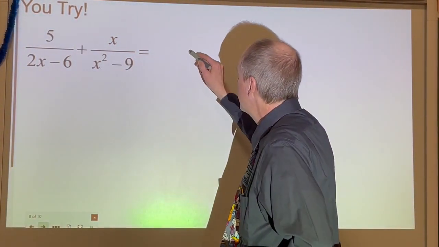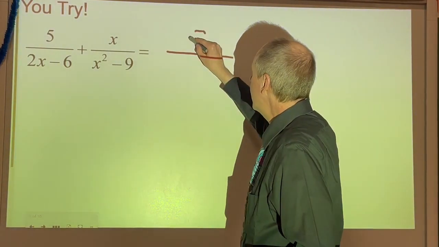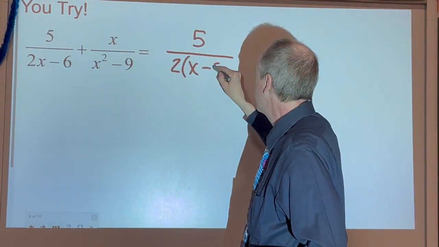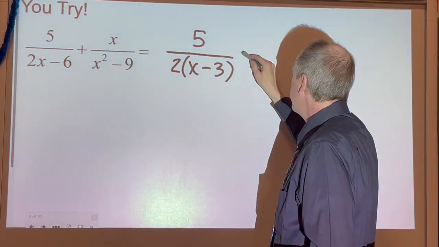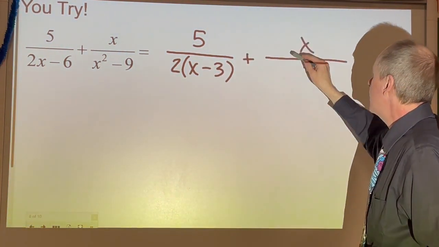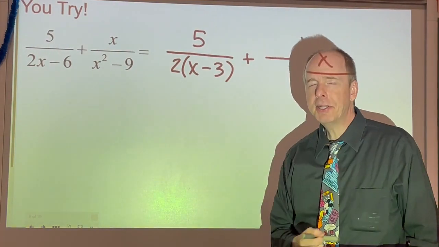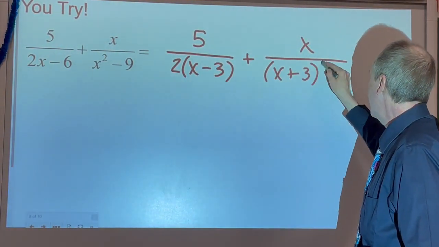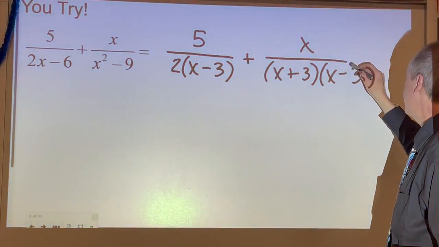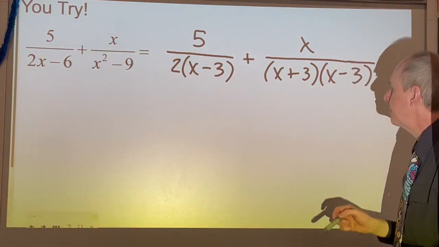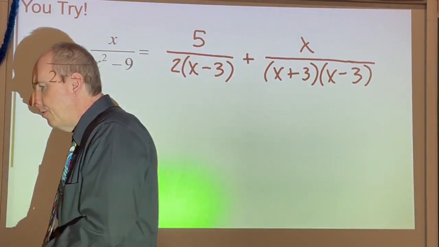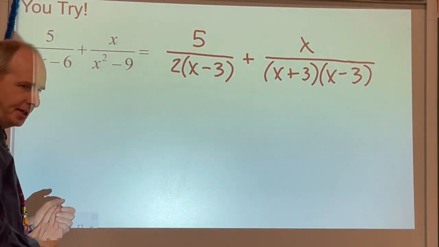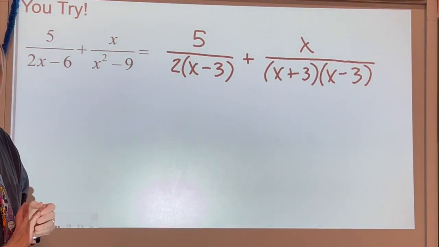Welcome back. So my first fraction, I'm going to go ahead and factor that 2 out and see what's left. And my second fraction, I'm going to factor x squared minus 9. That would be x plus 3, x minus 3. You have that difference of 2 perfect squares. Why did I do that? Because if I multiply this times this, I can get a common denominator.